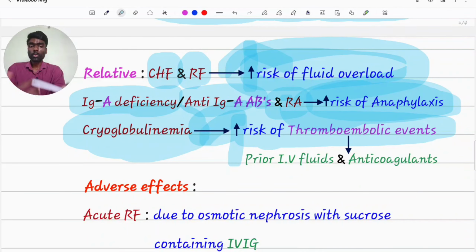This thromboembolic event mainly happens because of hyperviscosity. So to reduce the viscosity, what can we do? We can give prior IV fluids. And to prevent thrombus formation, what can we give? Prior anticoagulants.